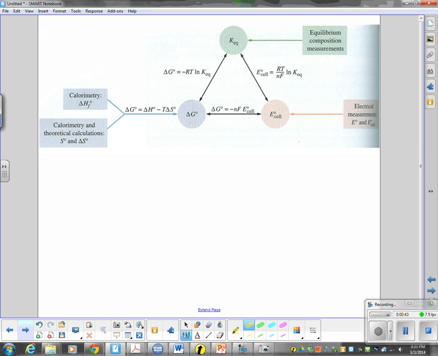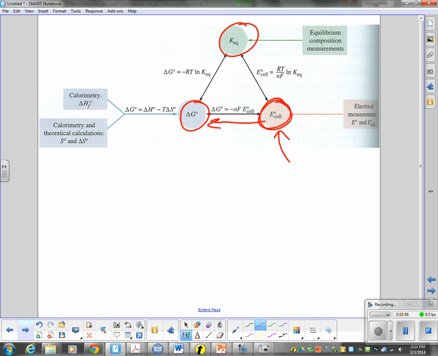Now, one of the things you notice is there's a relationship between delta G, E cell, and Keq. These are all really key big concepts in chemistry. If we have the value for E cell, mathematically we can find delta G, or we can find Keq, and it works both ways. You could find one from the other, and you're expected to know that when you take AP Chem.